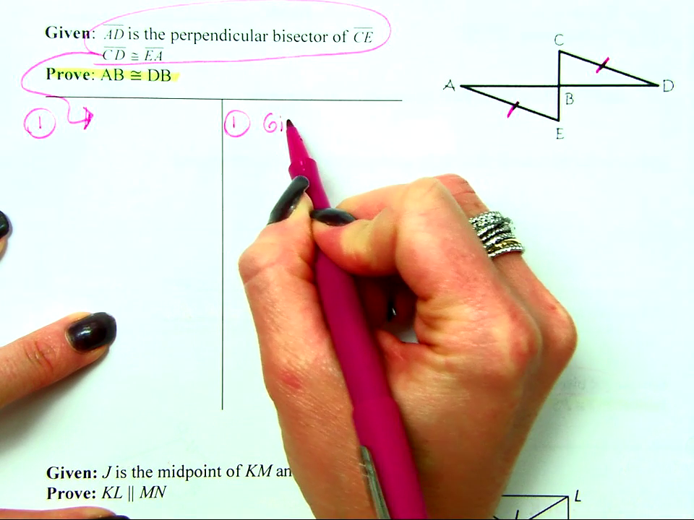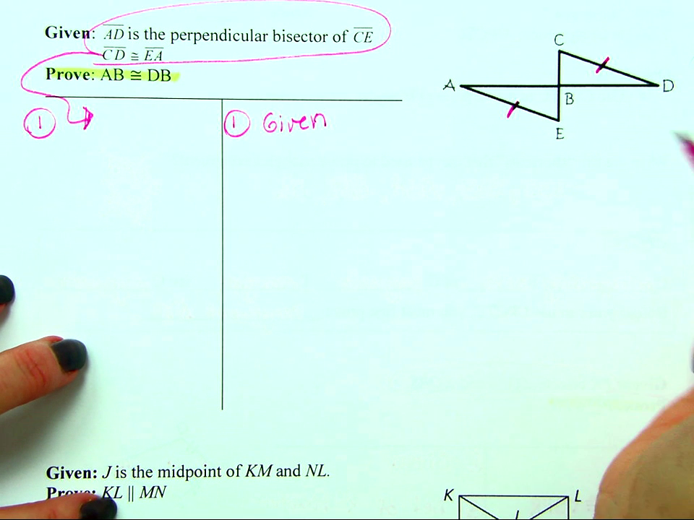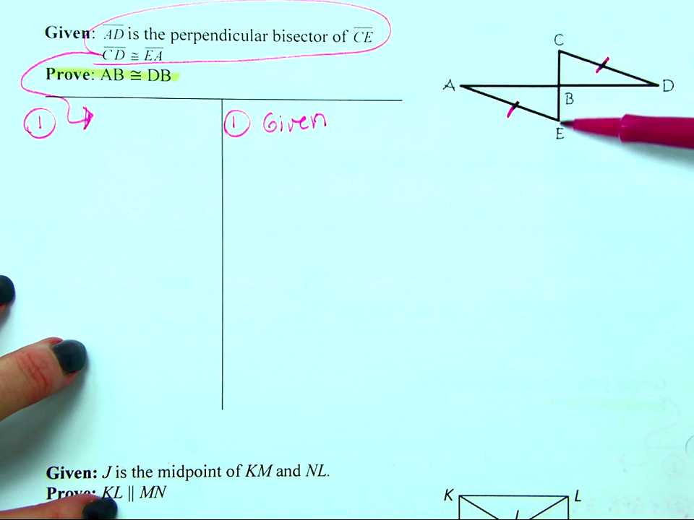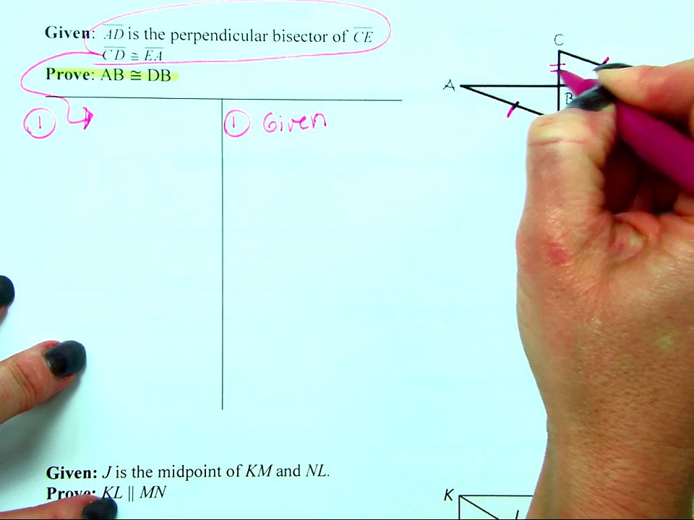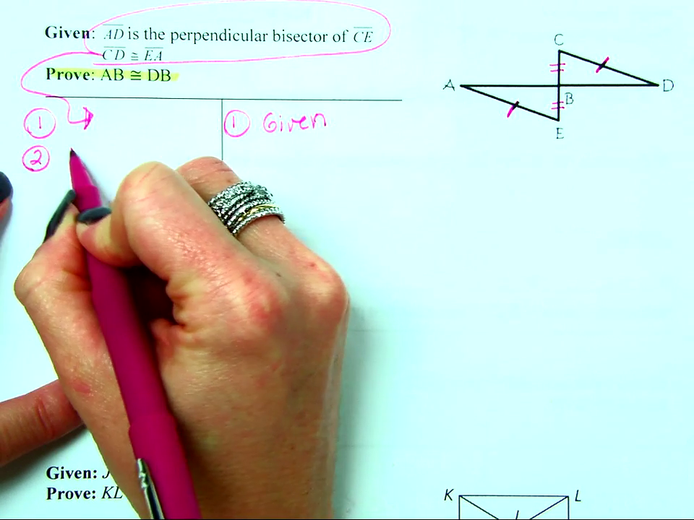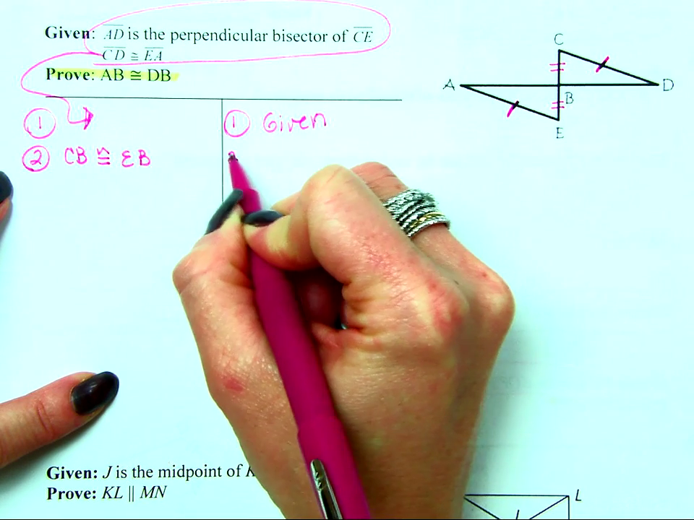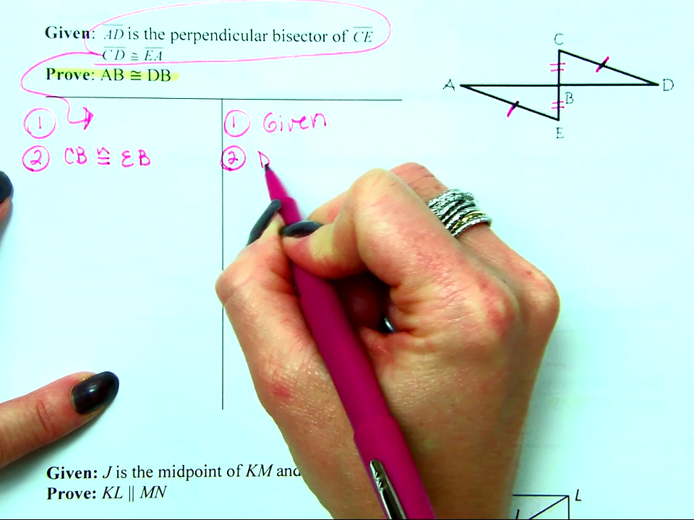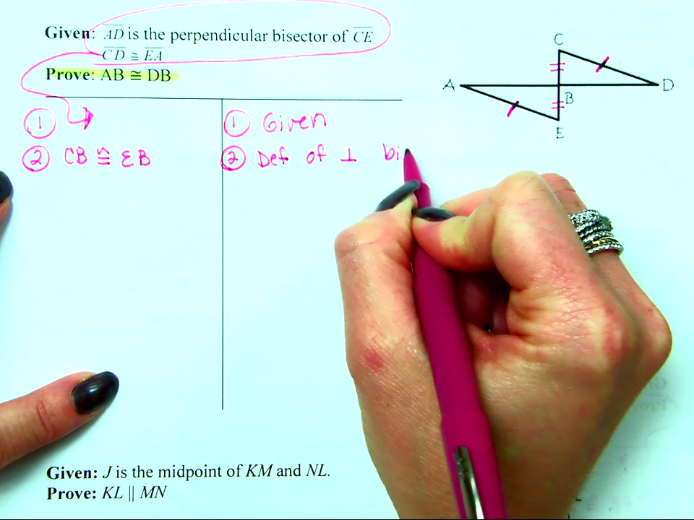Starting with our given information, here I will point out to you that AD is the perpendicular bisector of CE, meaning CE is the segment that is being cut in half. And so I'm going to go ahead and state that right now. These two segments must be equal. CB must be congruent to EB. Why? Well, definition of my bisector, this time it's a perpendicular bisector, so I'm going to include that.